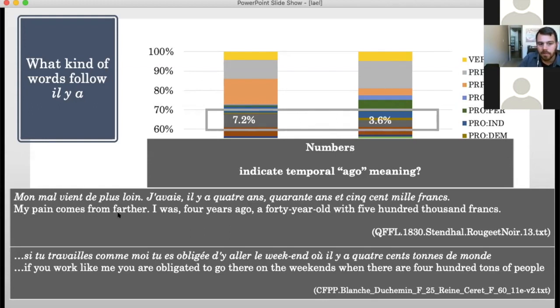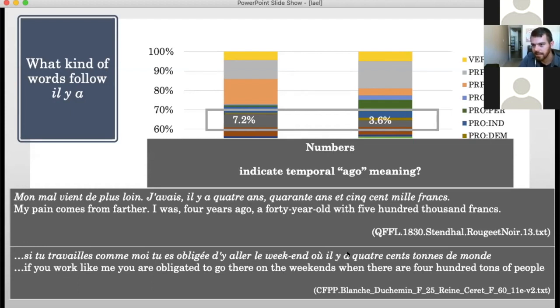My plane comes from farther back. We could say I was 4 years ago a 40-year-old man with 500,000 francs. And so il y a 4 ans. And once again, we have il y a 4.